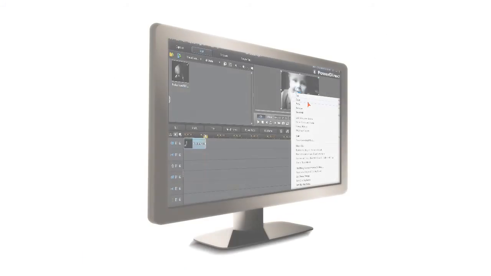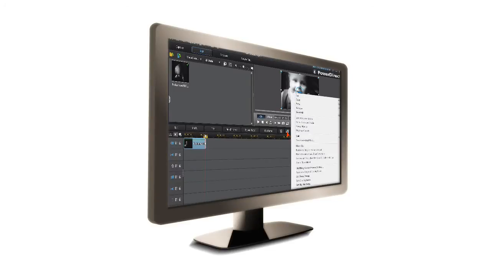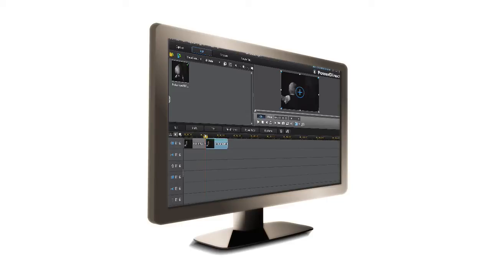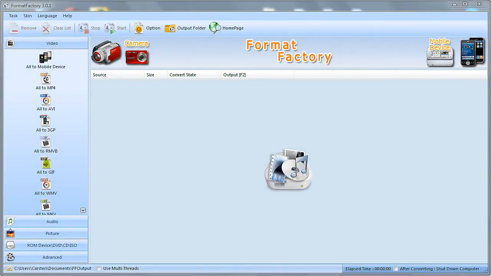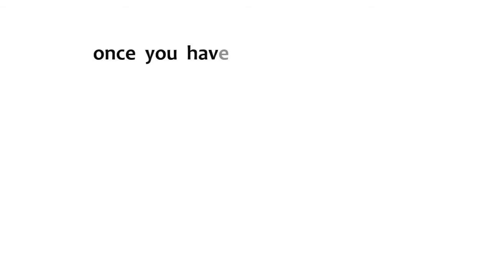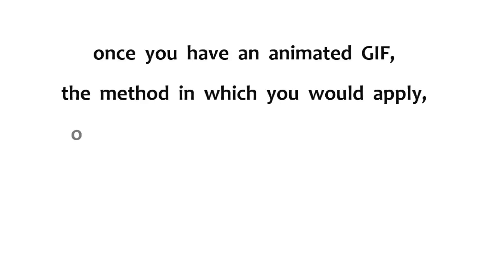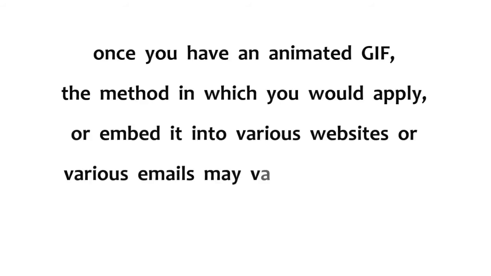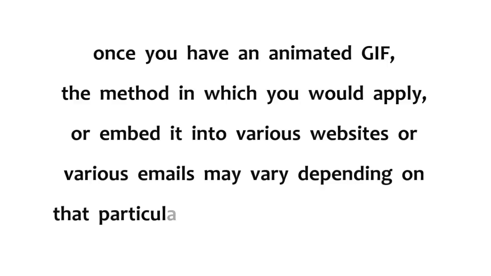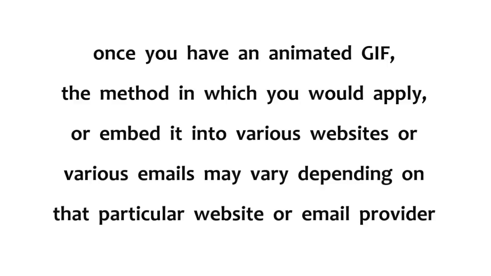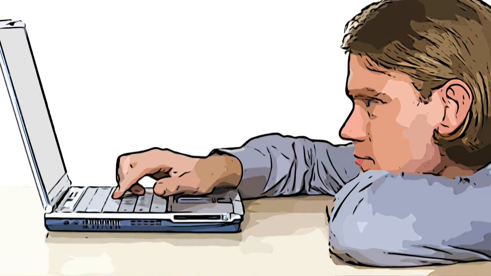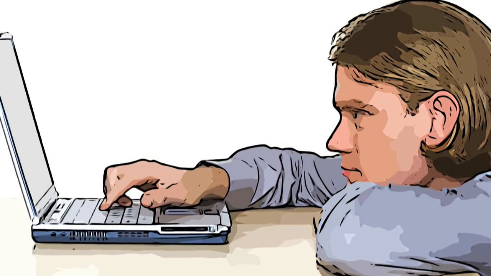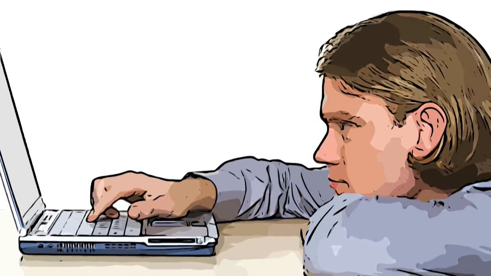Now, as I said at the beginning, this tutorial is only intended to demonstrate how to prepare a video clip and then convert it to an animated GIF file. Once you have an animated GIF, the method in which you would apply or embed it into various websites or various emails may vary depending on that particular website or email provider. So, you'll need to do a little research to find out what the best method is to embed your GIF.